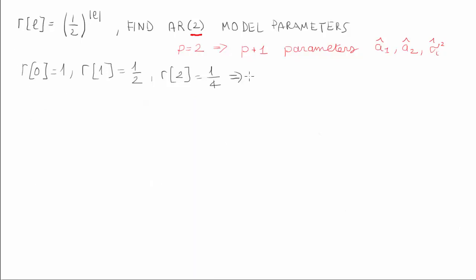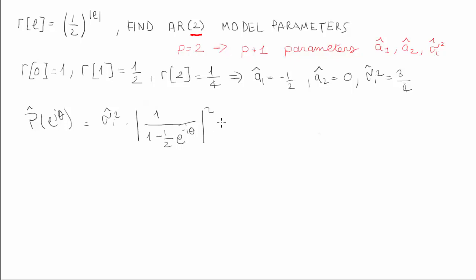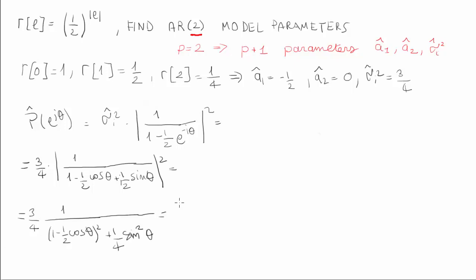Once we obtain these model parameters, the ultimate goal is to estimate the power spectrum. So all we need to do is to write the formula for the power spectral density of an autoregressive model, and then by simple passages, first we substitute sine and cosine for the complex exponential, and then we obtain the modulus squared of this expression, and finally we have the power spectral density that is given by 3 over 4 times 1 over 5 over 4 minus cosine theta. And with this formula, I can now plot the power spectral density at any theta and at any resolution I want. It is actually a continuous function.